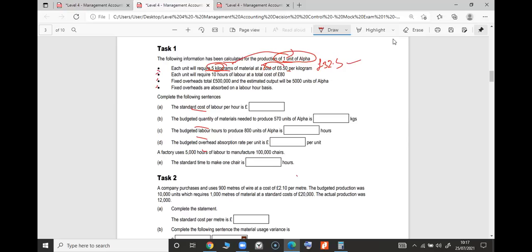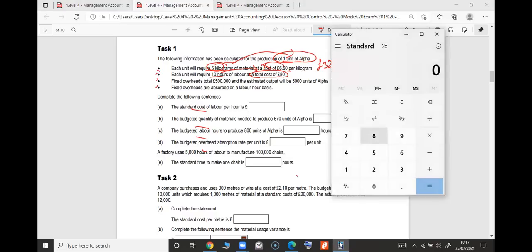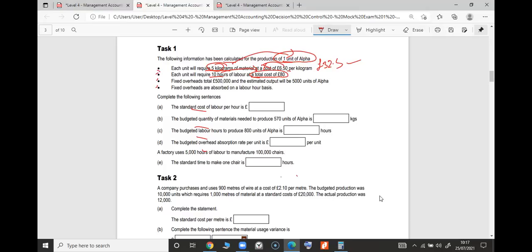Number two, each unit will require 10 hours of labor at total cost 80. If the total cost is 80, what is the cost per labor hour? I don't need the calculator here, but I always tell you, trust your calculator. Yes, it is 8, but trust your calculator. Good to do it. I'm just doing a little bit of extra work. I can afford to spend that much time, which may be needed, maybe not. I'm not sure, but good to do.